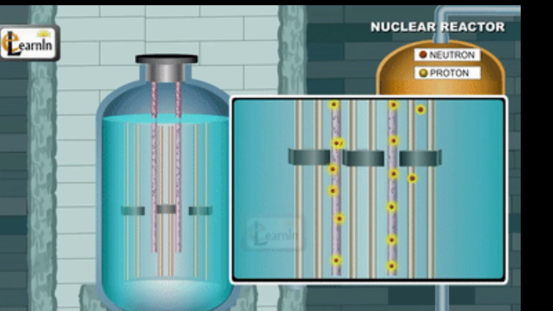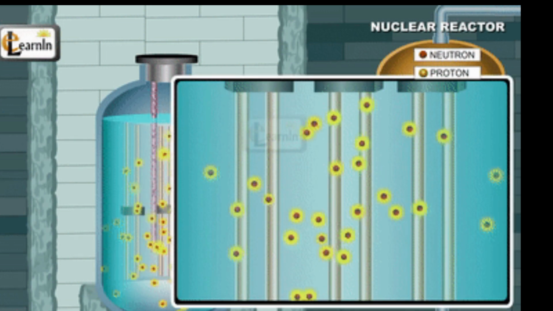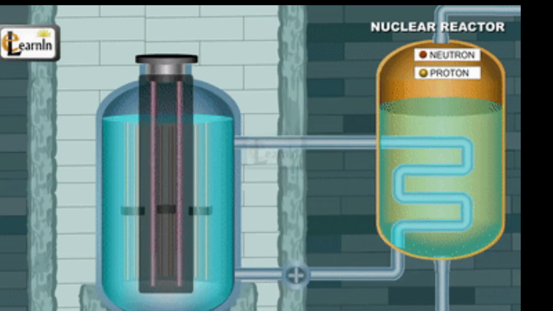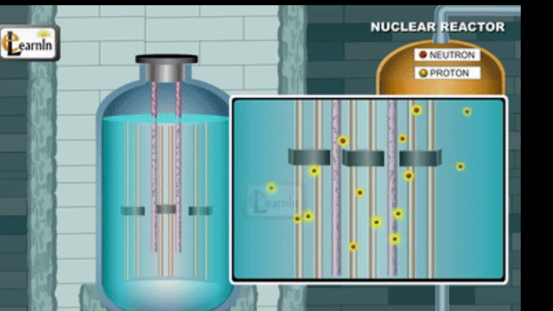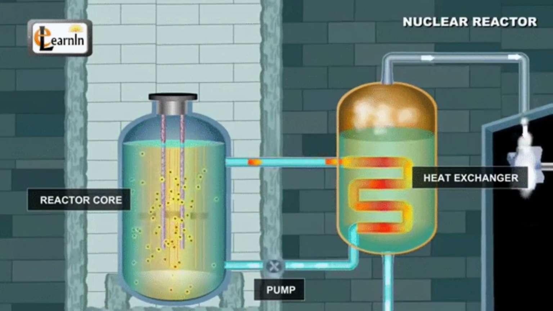Elements with relatively high thermal neutron absorption, such as cadmium, boron, hafnium, iridium, mercury, and mixtures of the rare earths, are used in the form of rods in nuclear fission reactors.